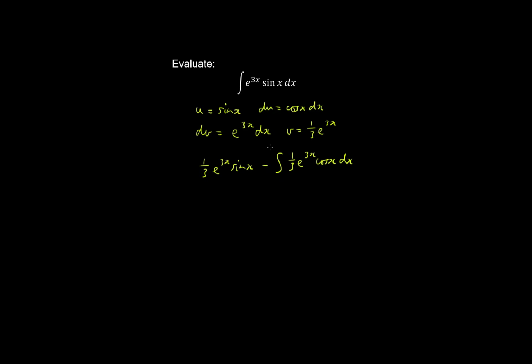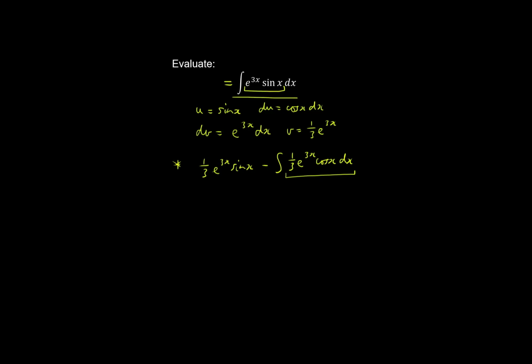And now we can apply integration by parts again in a similar way to evaluate this integral. And then the integral will be in the form of e to the 3x sine x. And then we set this result equal to the original integral, and then solve for this integral to obtain the final answer. So post your answer in the comments.